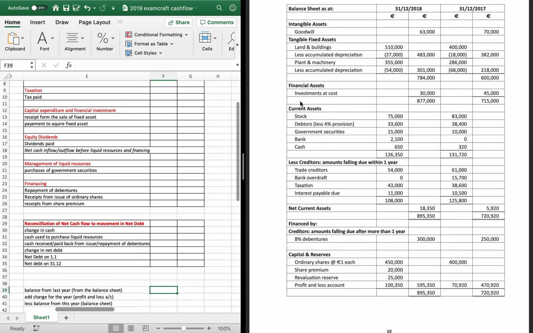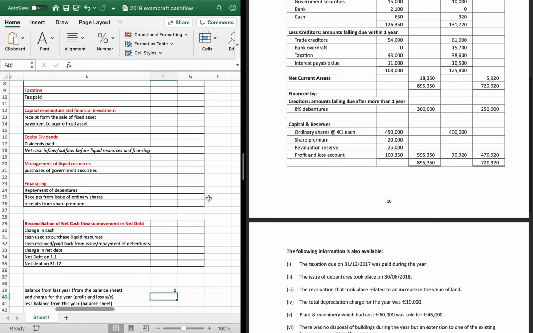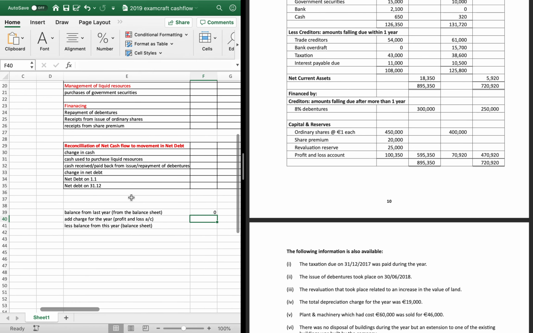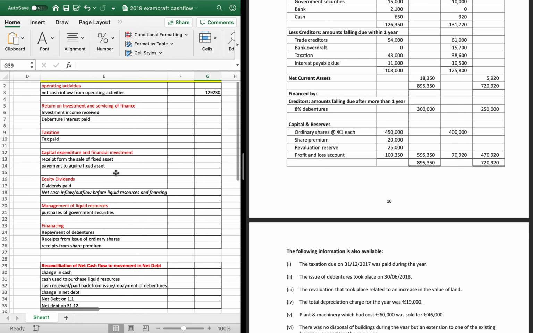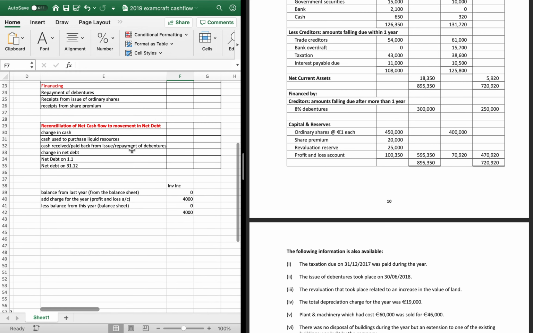For investment income, if there was investment income due, it would be in current assets. So there's none. So it's 0 plus whatever we received in part A, which was 4,000. And there's no balance at the end of the year. So it's 0 plus 4 minus 0, which is 4,000. So obviously you don't have to do that, you can just put in the 4,000. I'm just doing that for teaching purposes. You do the same with debenture interest.